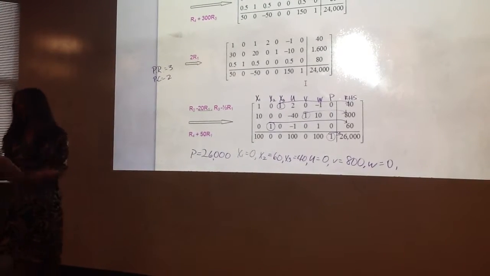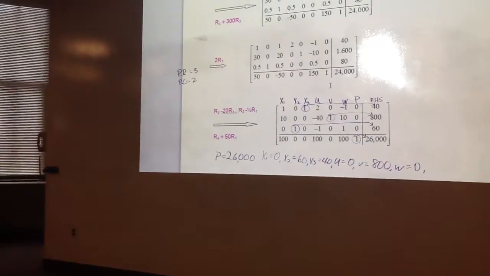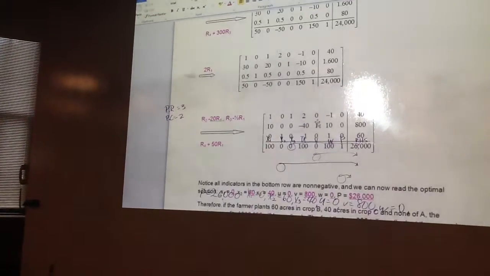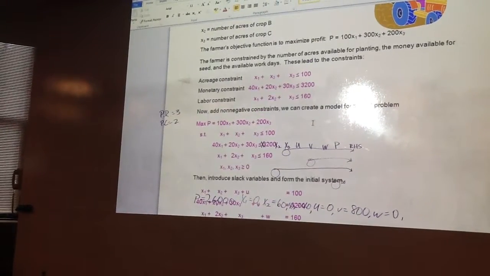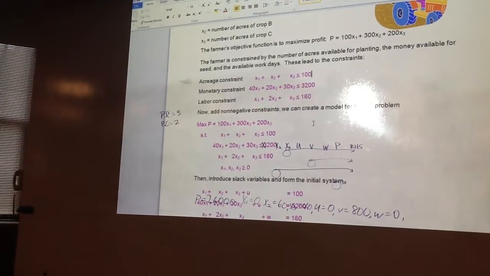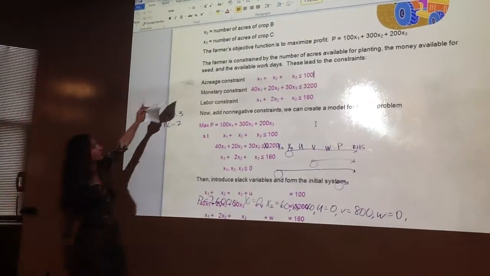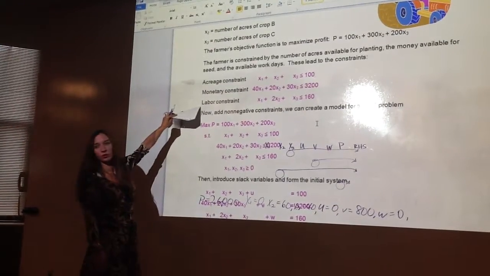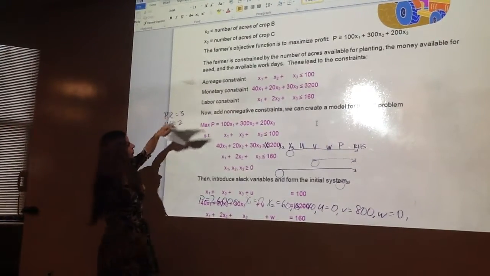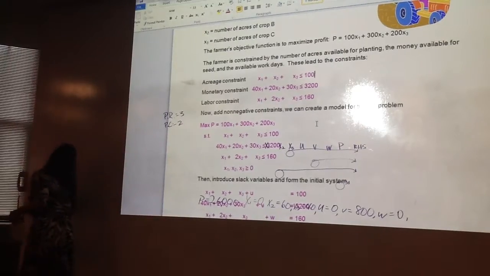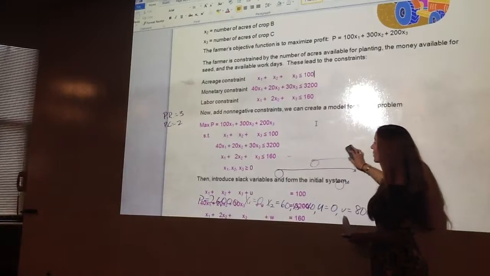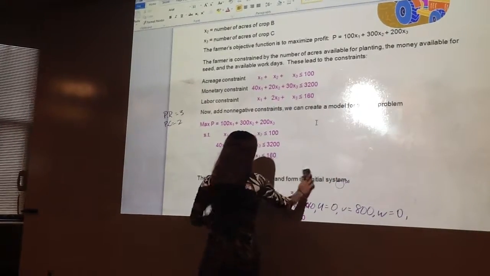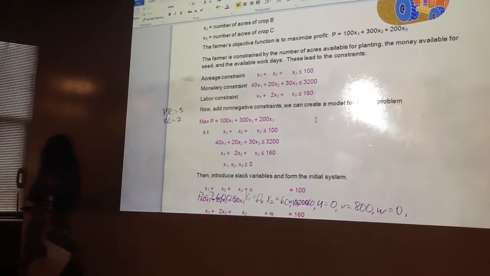Could you look back to when we defined the constraints and see which one we had to add V for? Which one of these constraints did we add V to? Crop B, right? Or the second one. The monetary constraint, exactly. That's where we had to add our slack variable of V.